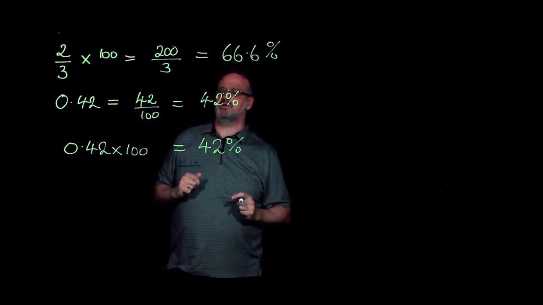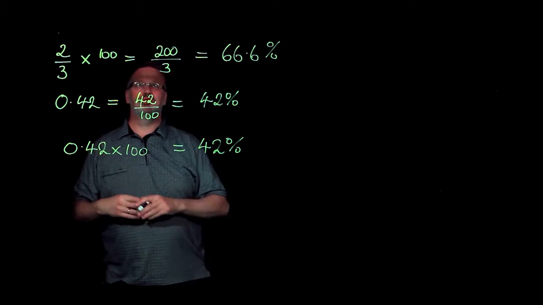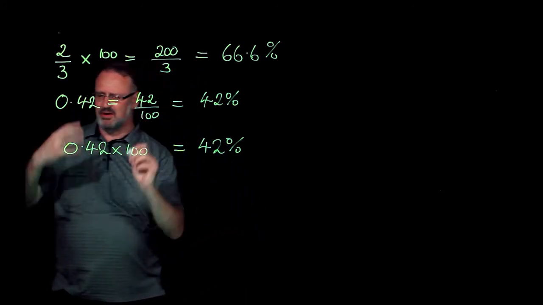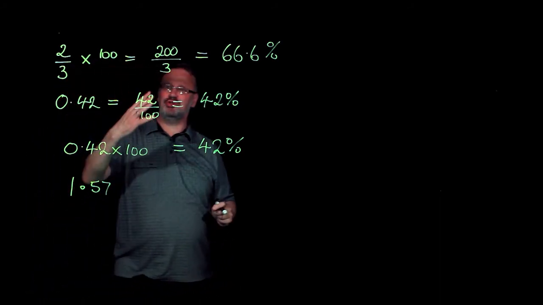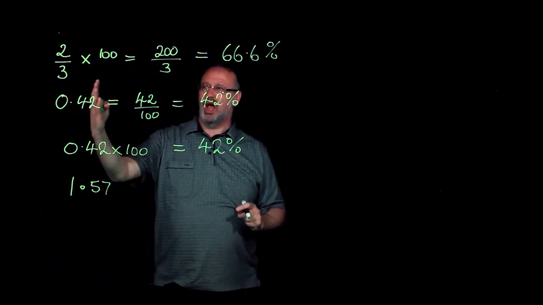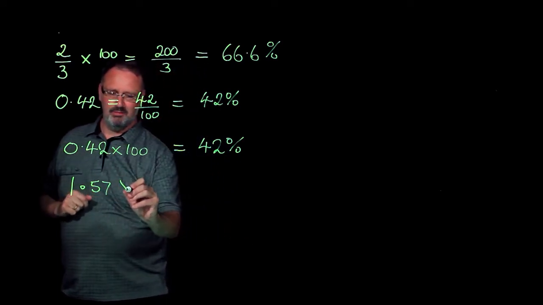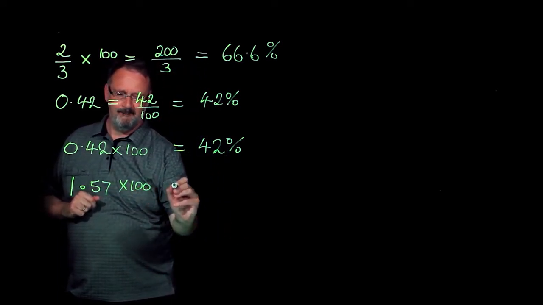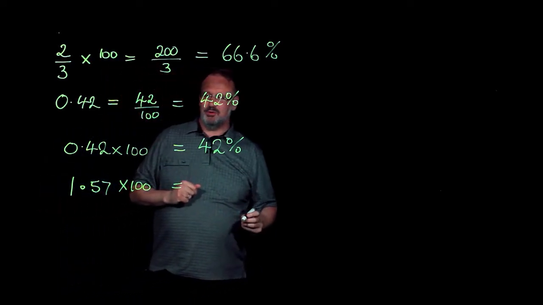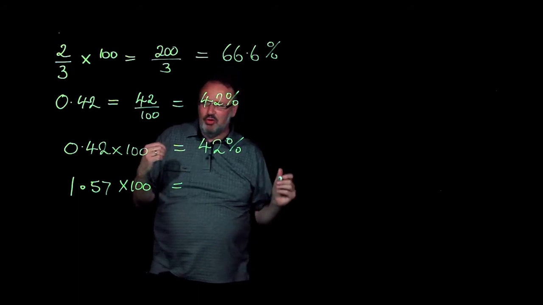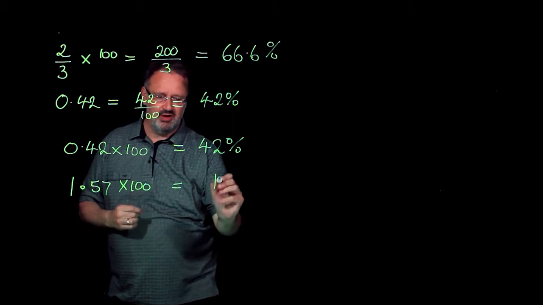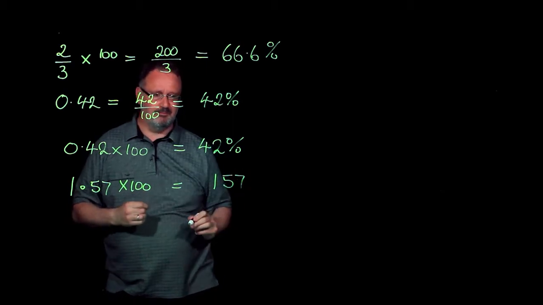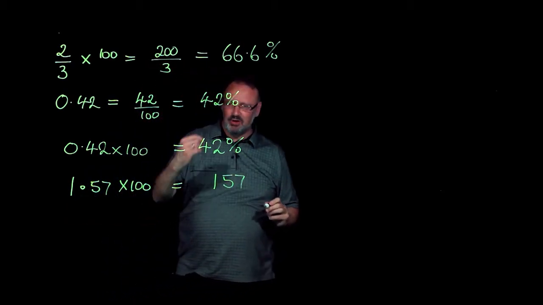Now sometimes we have decimals where we have a whole number as well. Let me think of an example here, 1.57. If I want to turn this into a percentage, our technique has been to multiply it by 100. Now when I multiply this by 100, perhaps I will be a little put off because 1.57 times 100 is 157.